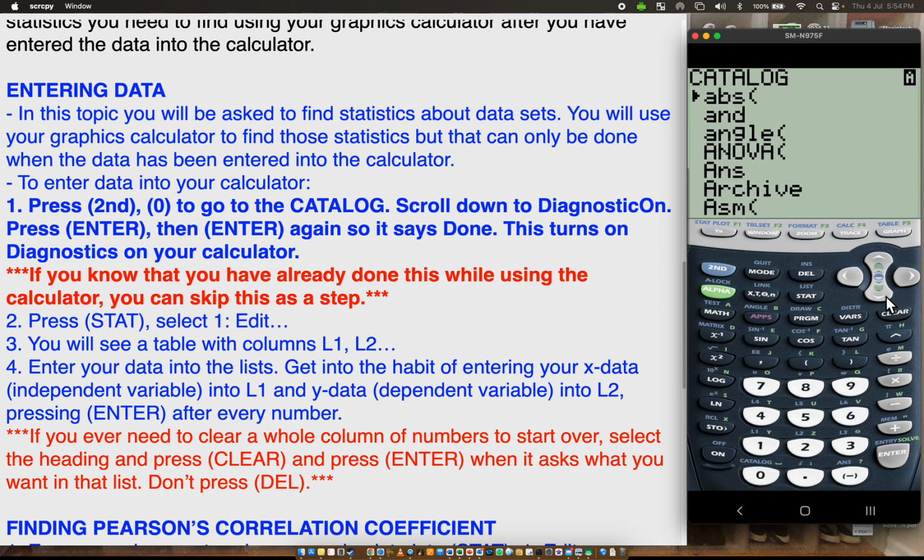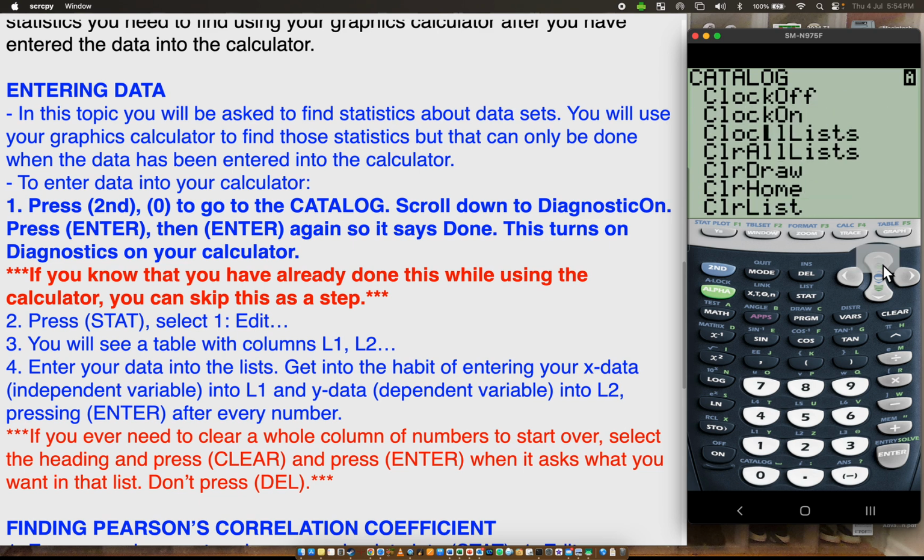Then you're going to scroll down to diagnostic on. You could do this using the arrows. Okay, so I'll show you. It's annoying because of this Samsung thing. I could scroll down to diagnostic on by using the arrows, but that took a while.